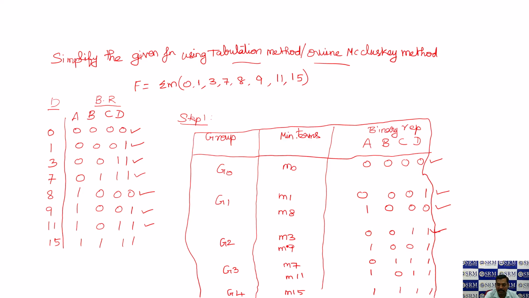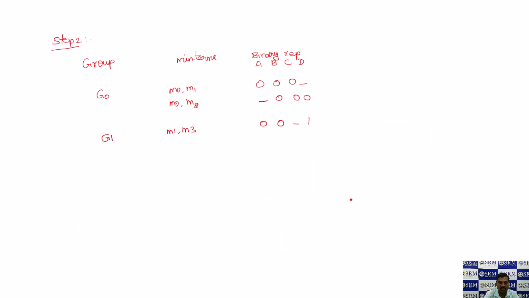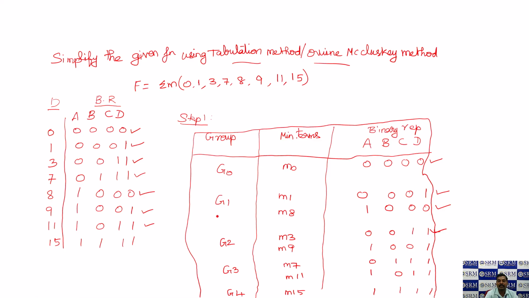Next, this M1 can be compared with M9. So the first bit is varying, then the remaining B, C, D are same. Okay, so I will include here M1 with M9. The variation is the first bit is varying, hence I am marking hyphen, it's actually 0, 0, the next bit is 1, right? Now, this M1 was compared with M3 as well as M9.